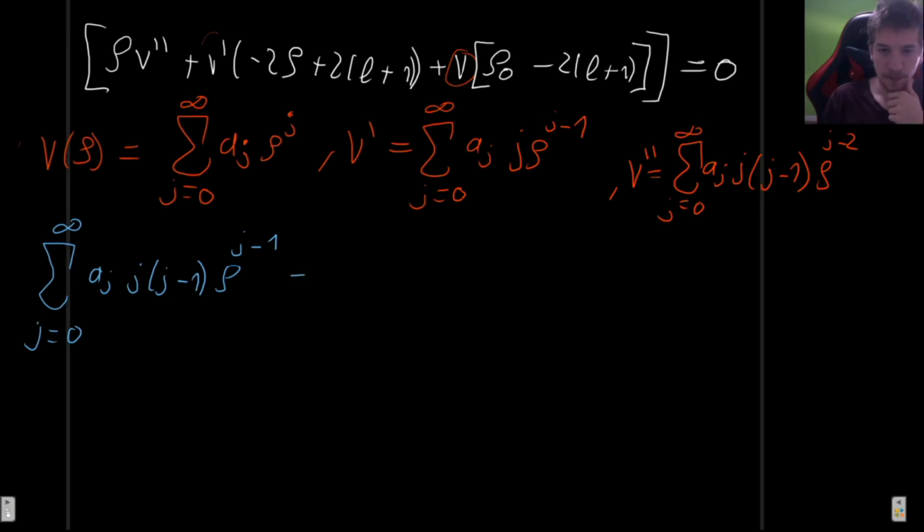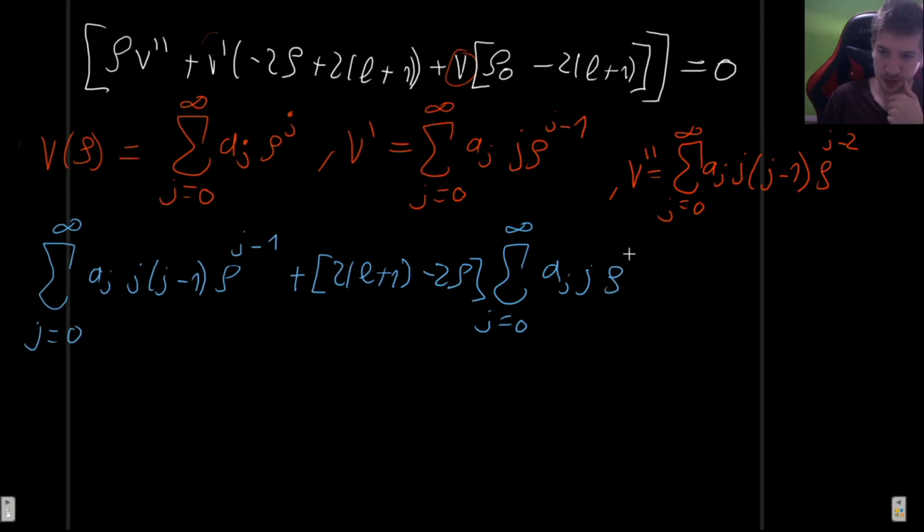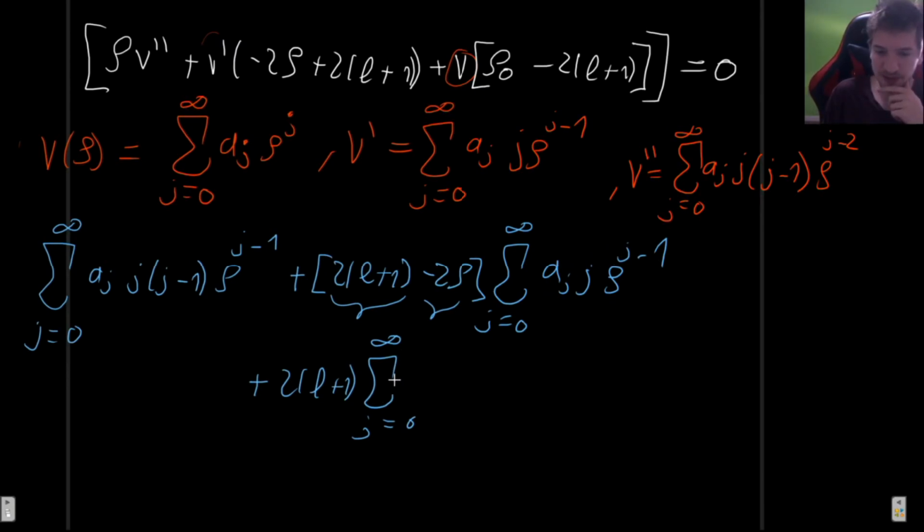So we are going to have plus, let's write it like this, 2L plus 1 minus 2 rho. And this is multiplying the summation from j equals 0 to infinity of aj j rho to the j minus 1. Now, this is just a constant. This has a rho. So let us actually multiply through, and we are going to get two summations. So one is going to be plus 2L plus 1, which we can just leave outside because it's just some constant. And the argument of this sum will be the same. It will be unchanged, aj rho to the j minus 1.